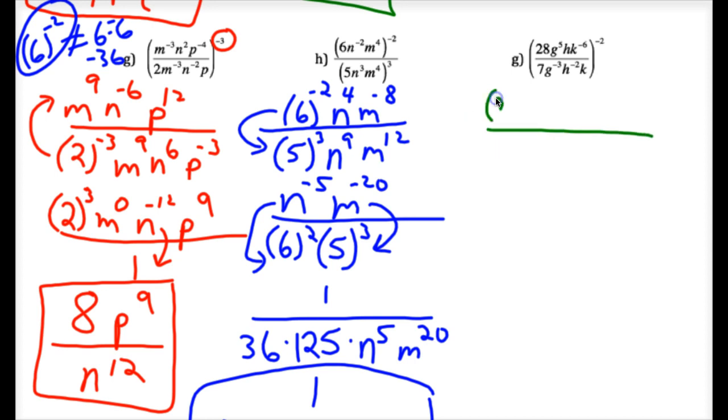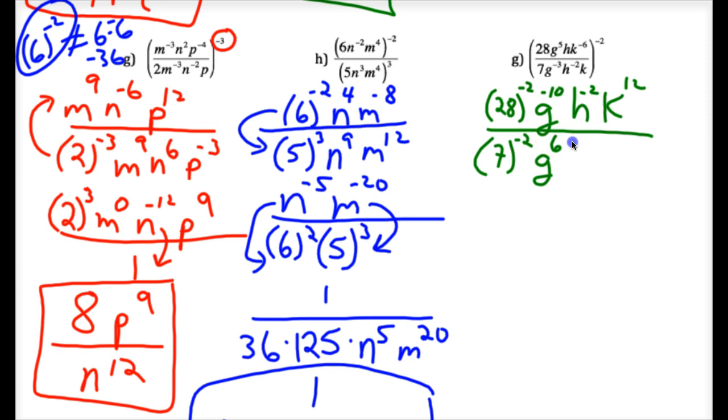Parentheses, 28 to the negative 2 power, g to the negative 10, h to the negative 2, k to the 12, over, parentheses, 7 to the negative 2, g to the 6th, h to the 4th, and k to the negative 2, all to the negative 2. Excellent job.